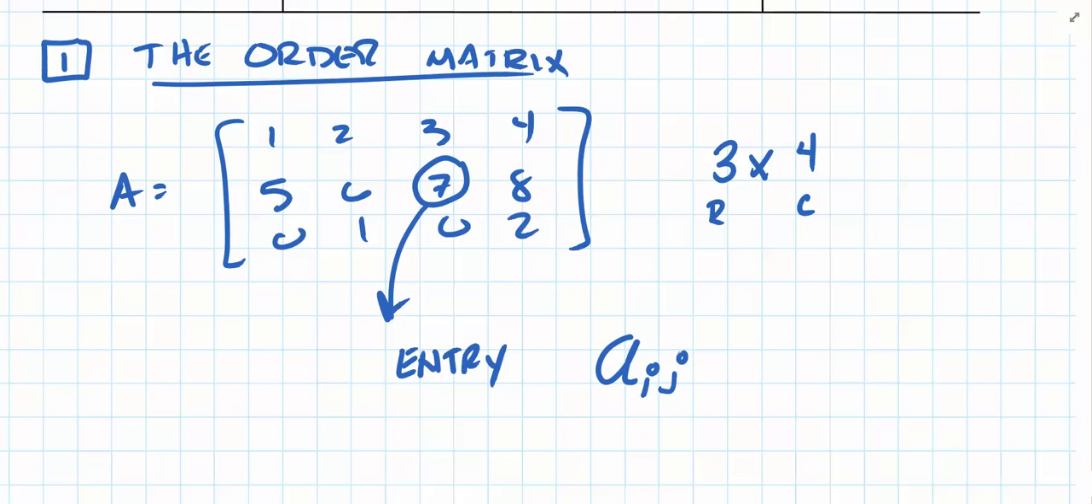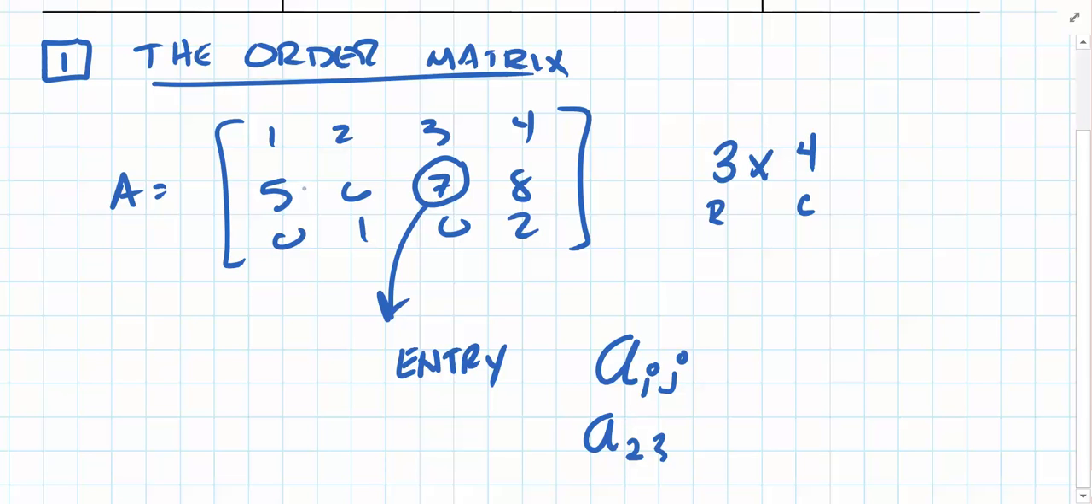So how would I describe that entry that I just circled right there, that's 7? It goes row by column. So row 2, right? Column what? Column 3. There you go. So that would be entry A23. Does that make sense? Row 2, column 3.